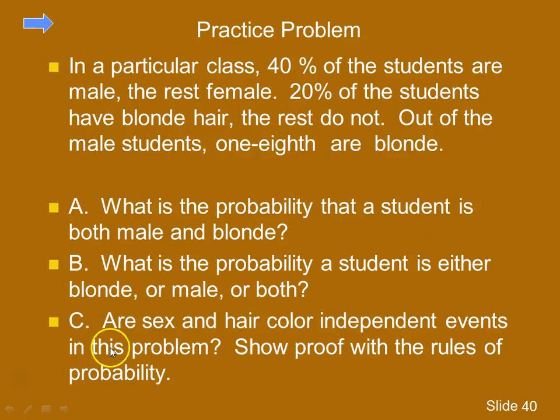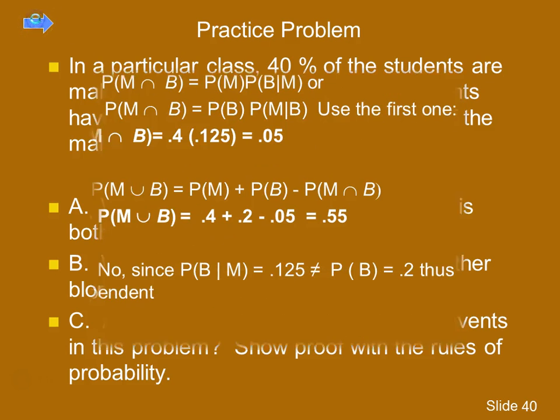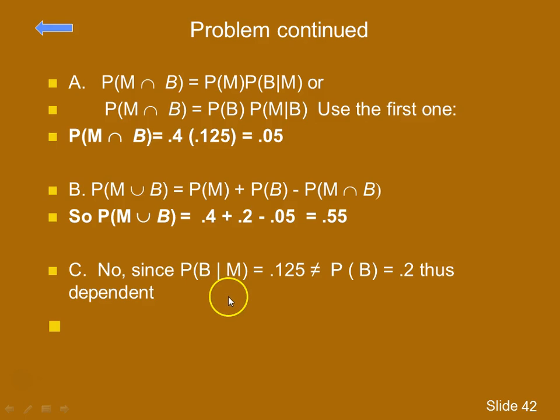And finally, let's look at the last part of the problem: are sex and hair color independent events in this problem? Show proof with the rules of probability. Remember that if two things are independent, a conditional probability has to be equal to the unconditional probability. So for example, B given M would have to be exactly the same as B. But we have both of these probabilities. B given M was given to us as 0.125. B was given to us as 0.2. Those are not equal. Therefore, these events are dependent.